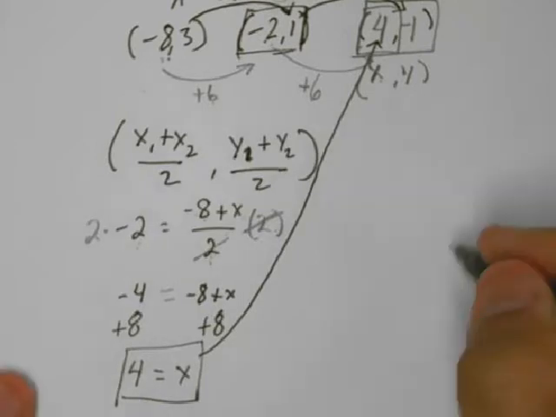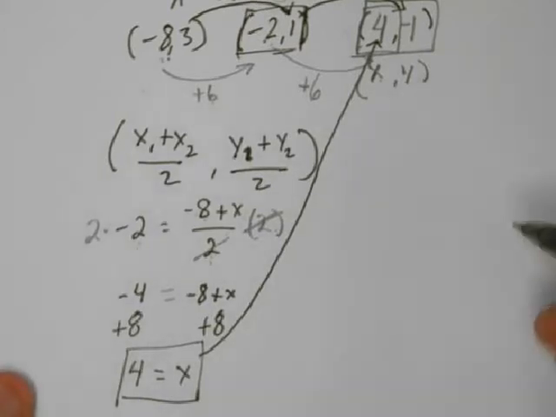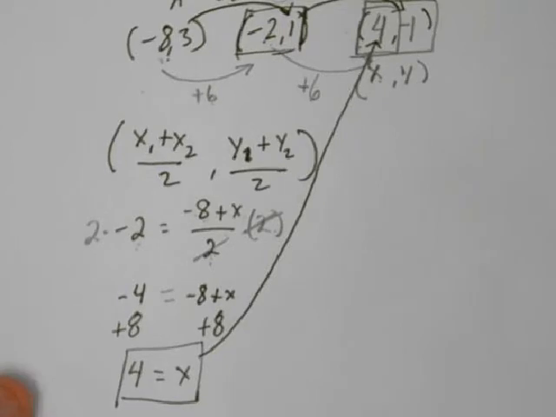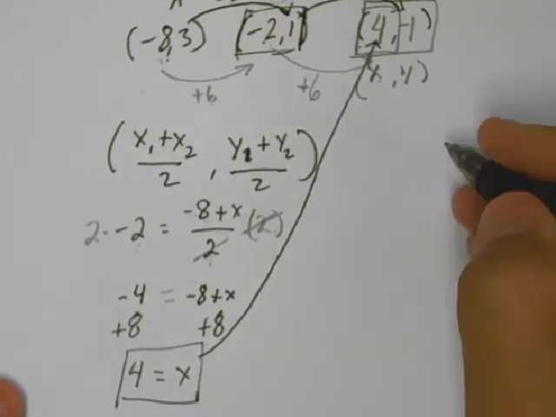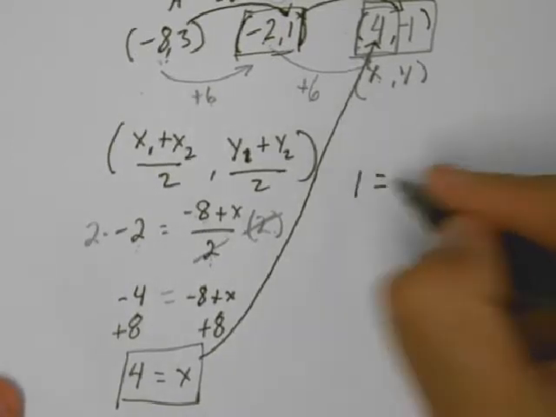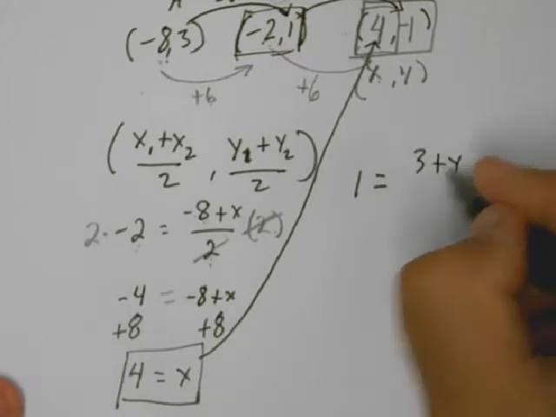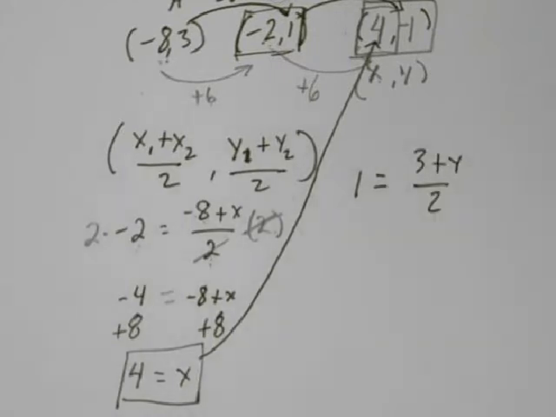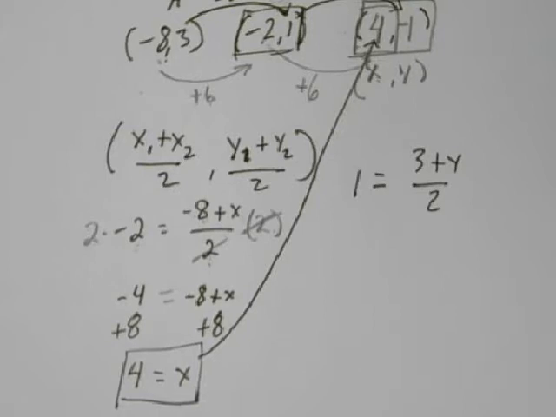Okay, let's do the same thing with y. Somebody want to set up the equation? Want to give it a shot at setting up the equation, like I did here? Somebody want to try? Anybody? Farmer, you want to try it? Okay. 1 is equal to (3 + y) over 2. Outstanding. 1 is equal to (3 + y) over 2. That's just the midpoint formula for the y value.